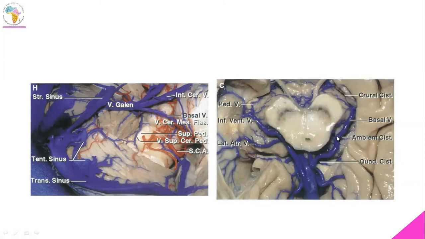This is another image to show the basal vein of Rosenthal. It is formed here inferior to the anterior perforated substance by the joining of two veins, the deep middle cerebral vein and the anterior cerebral vein, and it will run along the cistern around the midbrain and run posteriorly to join the internal cerebral vein before forming the great vein of Galen.